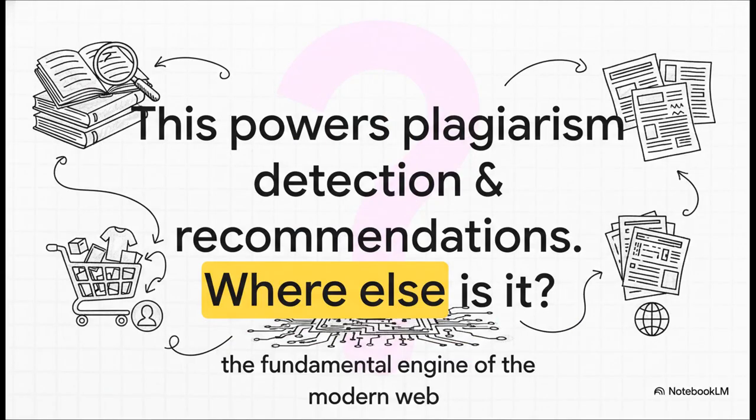And you know, this whole similarity machine isn't just for finding plagiarized articles. This exact same logic, it's what powers product recommendations on Amazon, grouping you with shoppers who have similar tastes. It's what clusters thousands of news articles about the same breaking story. It is a fundamental engine of the modern internet. So now that you know how it works, the real question is, where are you going to spot it next?